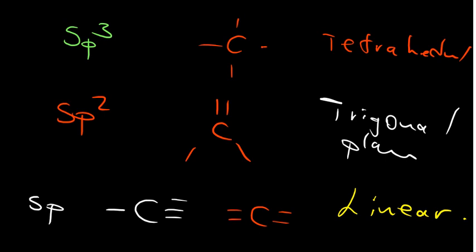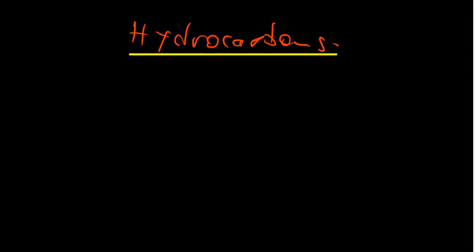Let's move on. So I think I've already finished your 30 slides, the first part of organic chemistry. One part you need to understand is the concept of hydrocarbons. What are hydrocarbons? Hydrocarbons are basically compounds that are made up of carbon and what? Carbon and hydrogen only. That's a hydrocarbon.